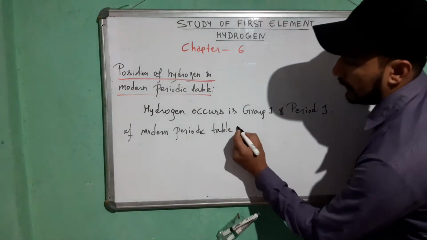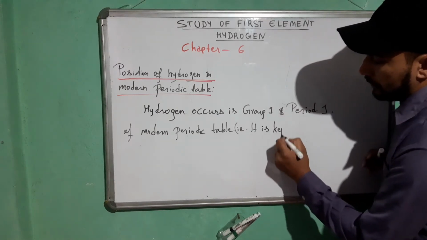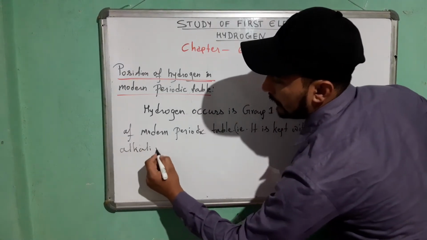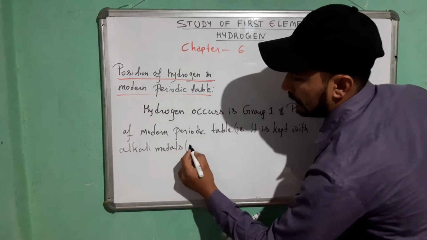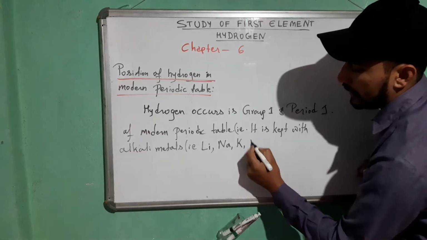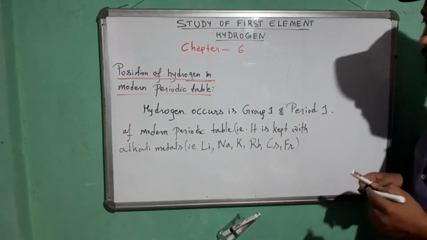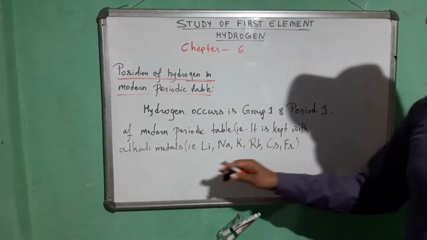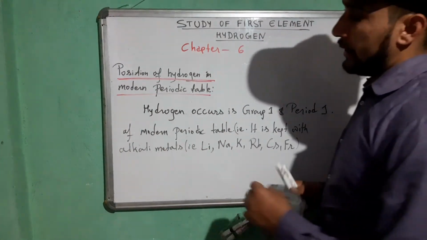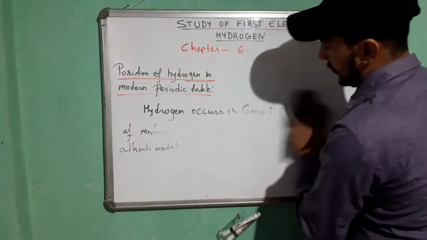Along with that, it is kept with alkali metals, lithium, below that you have sodium, below that you have potassium, below that you have rubidium, below that you have cesium, and ultimately there is francium, Fr. So with these elements, hydrogen is kept. Okay, and there is a controversy regarding the position of hydrogen in modern periodic table. So let's discuss that one.